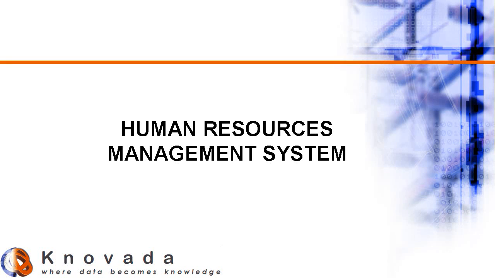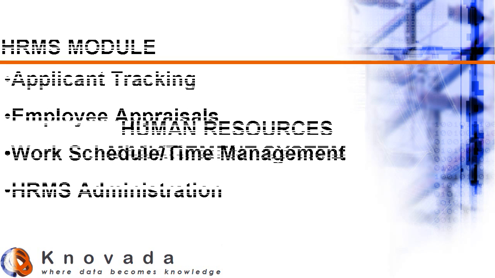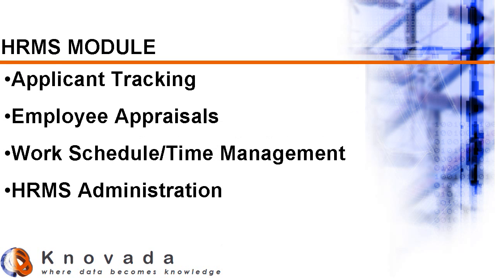Welcome to the Nevada Human Resources Management System, a system that provides your company with the capability to manage and administer the complete employee life cycle for your human resources organization. There are 4 core modules within the Human Resources Management System: applicant tracking, employee appraisal, work schedule and time management, and the Human Resources Management System administration.